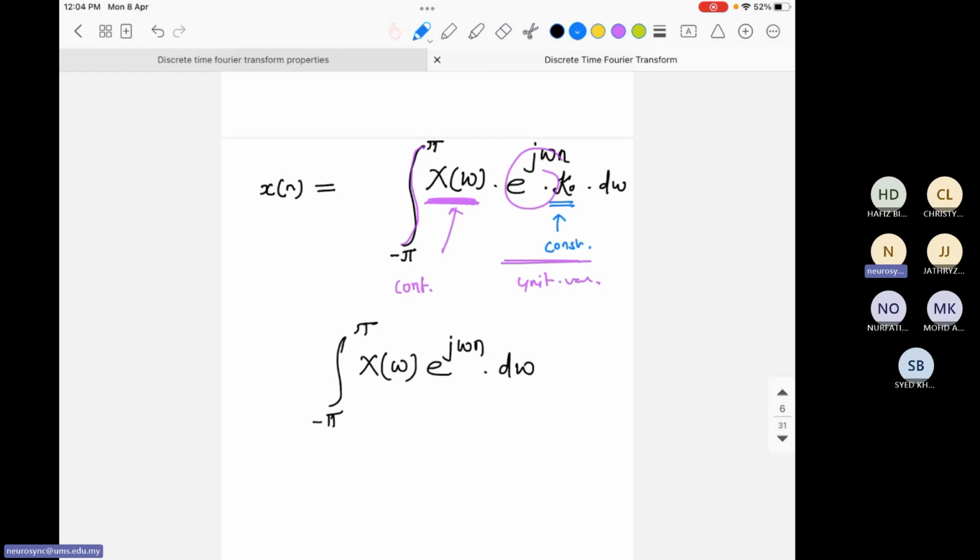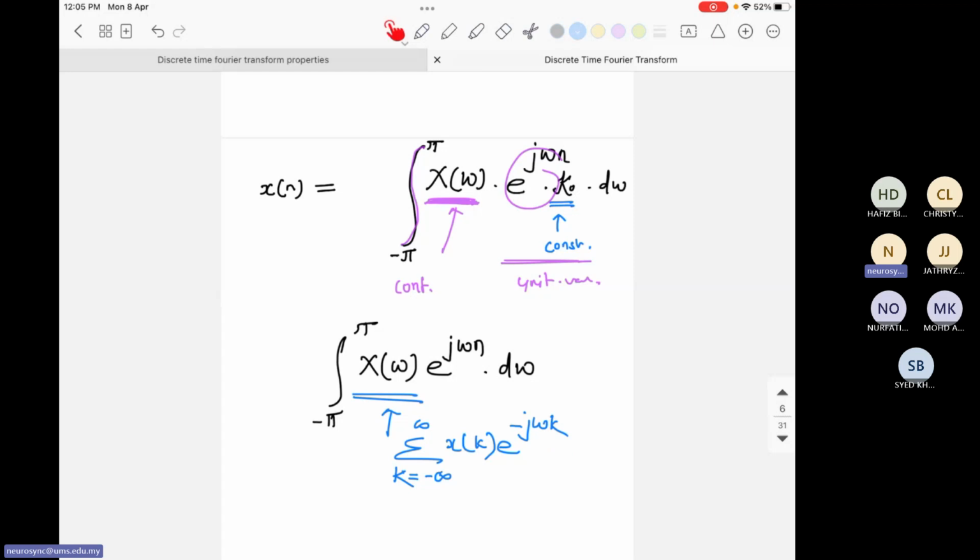And we know that this X of omega is nothing but the summation, instead of n I will write k, from minus infinity to infinity of x of k e to the power minus j omega k. Here minus is there while doing the transform. Now this is the inverse transformation we are finding, so for inverse transformation this is plus. For the Fourier transform, the forward transform, we have minus j omega k.